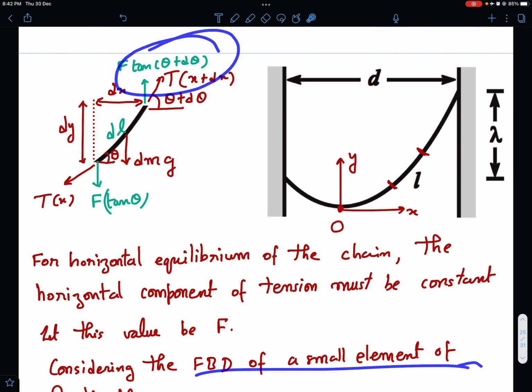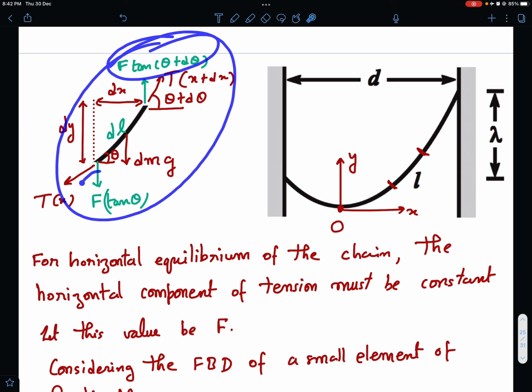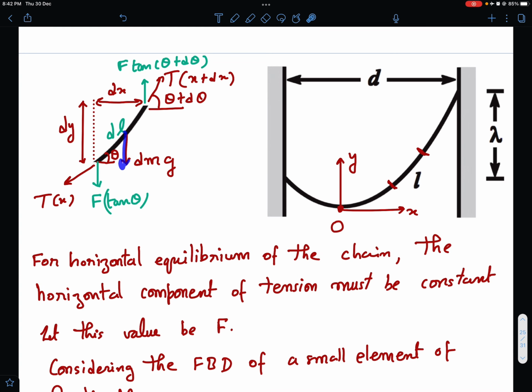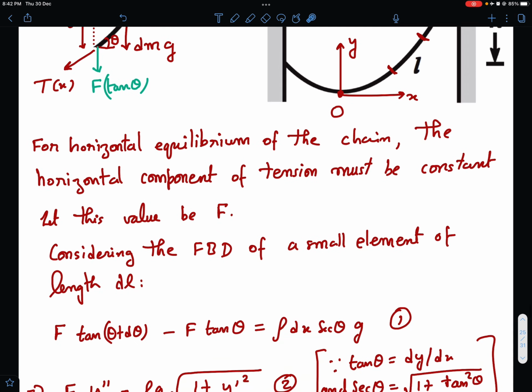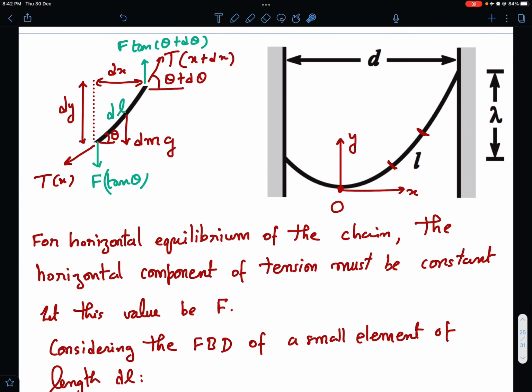the upward vertical force is F tan(theta plus d theta), and the downward force is F tan theta. So the net upward force due to tension is F tan(theta plus d theta) minus F tan theta, and this should balance the mg of the chain element, right? So that's what I've written: F tan(theta plus d theta) minus F tan theta is equal to, now what about the length of this segment? If this horizontal length is dx, then the slant length becomes dx sec theta, right?